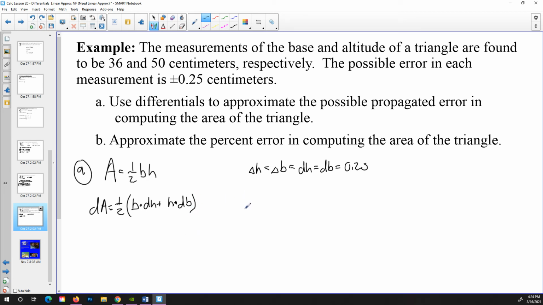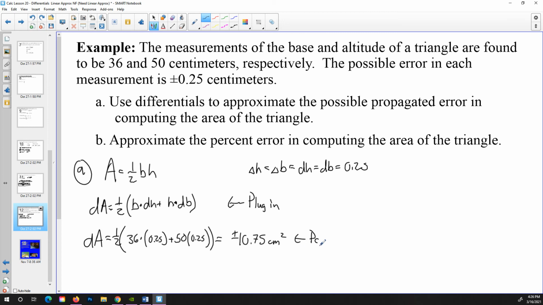And so now I'm going to plug in. So now I can plug in dA is equal to 1/2 times the quantity, B is 36, DH is 0.25, H is 50, dB is 0.25. And when I calculate that, I end up with plus or minus 10.75 centimeters squared. This is my possible propagated error.